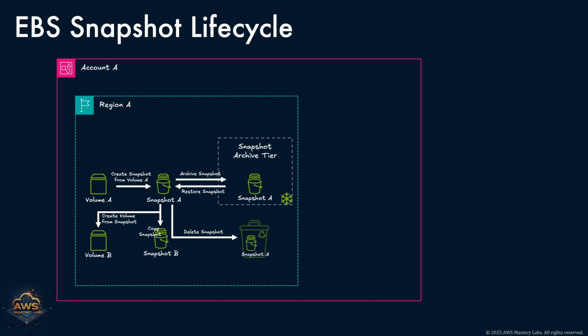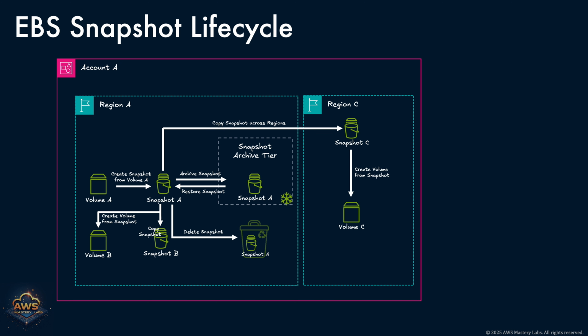To protect against accidental deletions, AWS offers Recycle Bin, a recovery feature that allows you to retain deleted EBS snapshots for a configurable retention period. During this time, you can restore snapshots that were mistakenly removed. If the snapshot is not restored within the retention window, it is permanently deleted and cannot be recovered. Recycle Bin provides an added layer of protection for critical data and helps ensure compliance with backup retention policies.